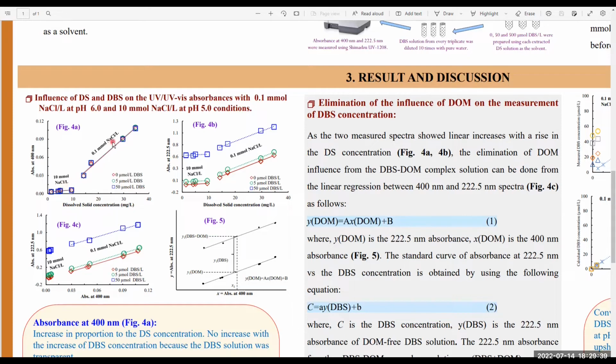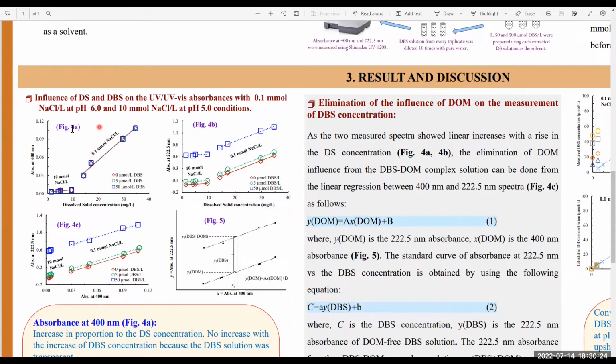But interestingly, we see here with the increase of dissolved solid concentration from 0 to 40, the increase in the 400 nanometer absorbance we noticed, like here and here is increased. But with the increase of the DBS concentration, there is no change in the absorbance values. I mean, all three lines stay on each other. In figure 4b, we compare here dissolved solid concentration in x-axis and with the absorbance at 2 to 2.5 nanometer ultraviolet spectrum in y-axis, the absorbance.